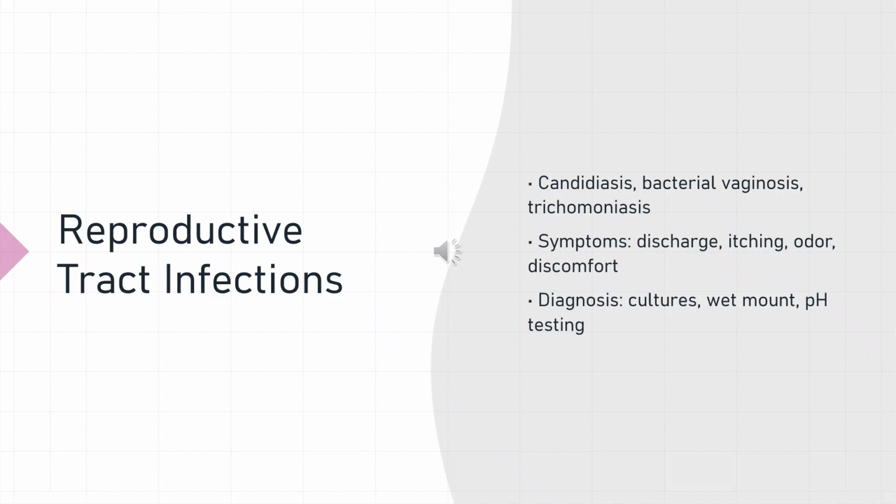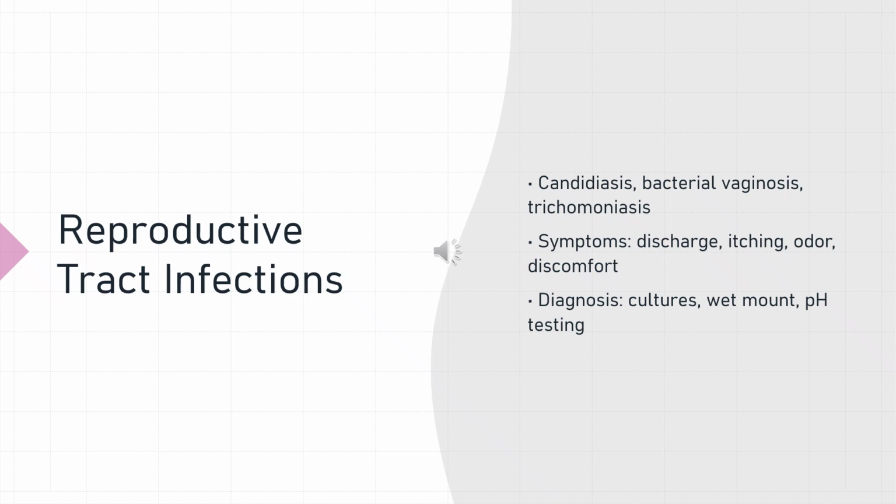fluconazole. For trichomonasis, this is a protozoan parasite. This causes green, yellow, frothy discharge, itchiness, dysuria, and kind of a strawberry or beefy red cervix on examination. For that treatment of trichomonasis, this is metronidazole, which is an antifungal medication, antiparasitic medication, and treating sexual partners.